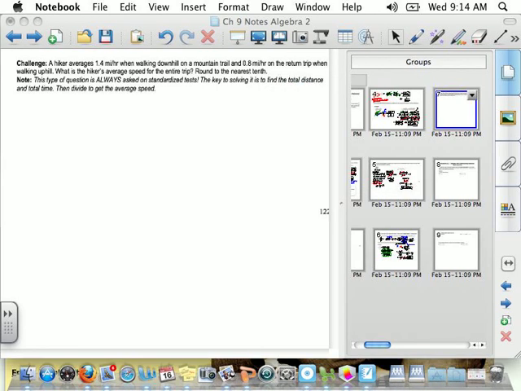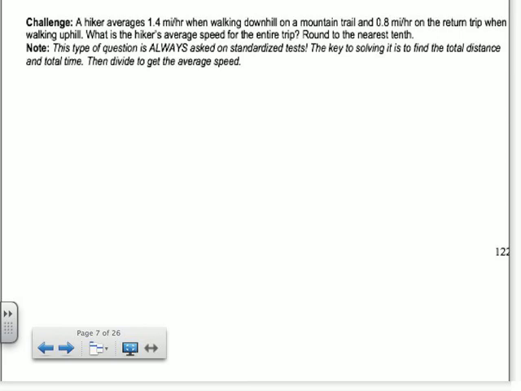All right, so this last one, it says challenge. A hiker averages 1.4 miles per hour when walking downhill and 0.8 miles per hour on the return trip when walking uphill. What is the hiker's average speed for the entire trip around to the nearest 10? All right, it says, note, this type of question is always asked on standardized tests. The key to solving it is find the total distance and total time, then divide to get the average speed.